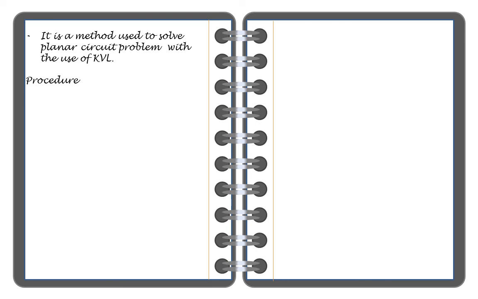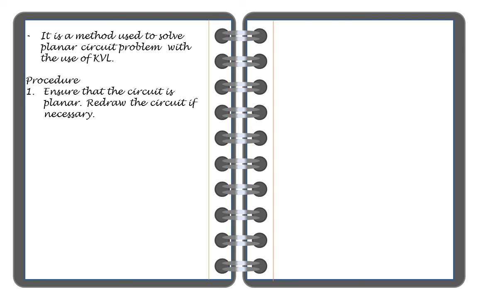So what's the procedure in using mesh analysis? The first step is to ensure that the circuit is planar. If at first glance you cannot really see that it's a planar one, then let's redraw the circuit.